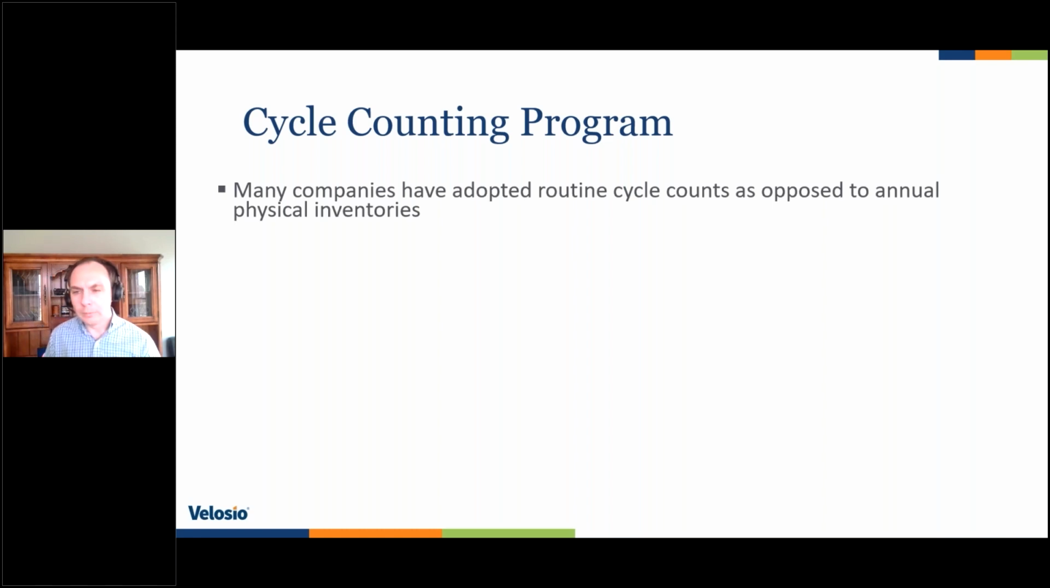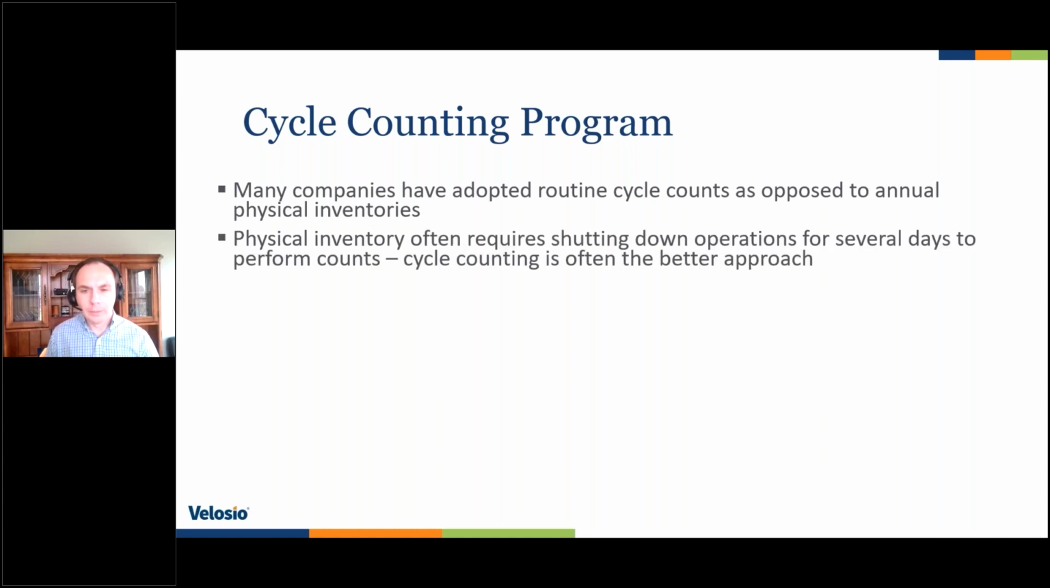daily, weekly type counts. Physical inventory sometimes takes a few days to complete. You've got to shut down operations, at least systematically, and it really takes a long time to perform. So cycle counting, if auditors approve of your cycle counting approach, is typically the best approach. Definitely finance is usually involved in those decisions.